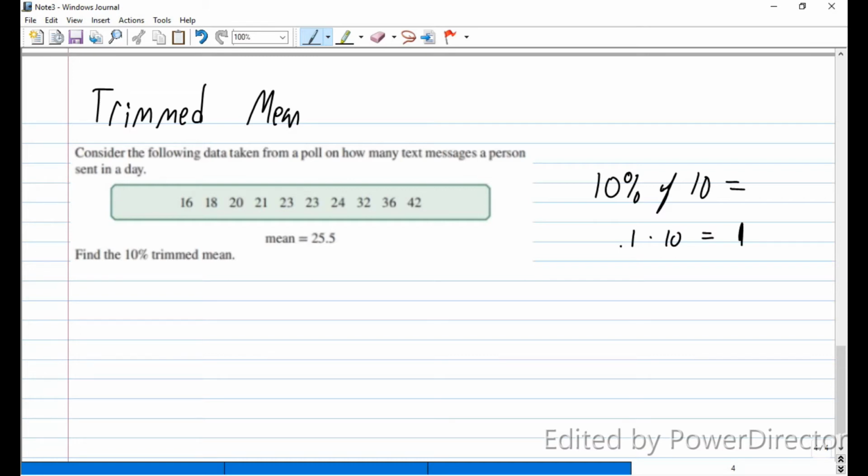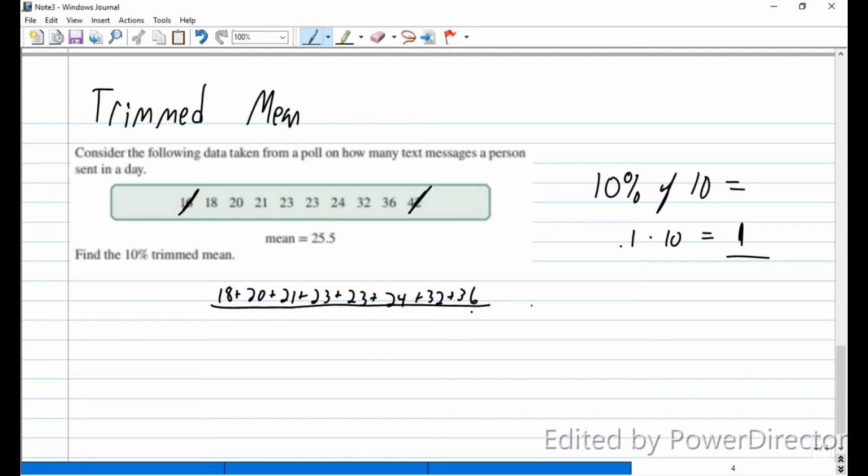So since I got a 1, I want to take off the very lowest value, and I want to take off the highest value. Okay, and this will give me a 10% trimmed mean. So now I add these 8 data items together. I'm going to say 18 plus 20 plus 21 plus 23 plus 23 plus 24 plus 32 plus 36.